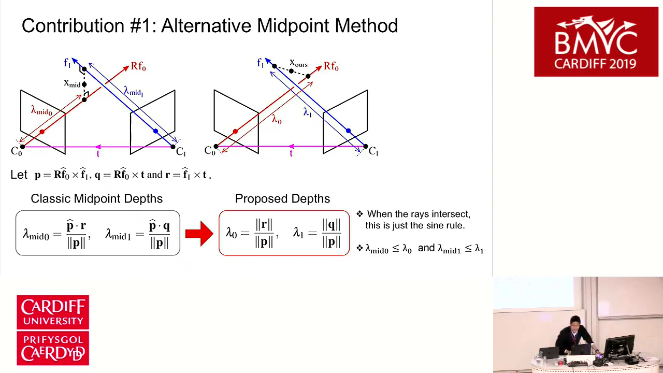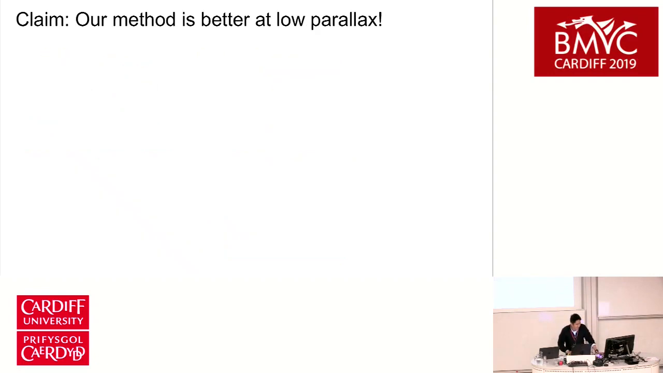When the rays intersect, this equation simply means the sine rule. And also, since we're using the magnitude of the vector instead of its projection onto the unit vector, our depths are always larger than the original ones. Now, we claim that our method is better at low parallax.